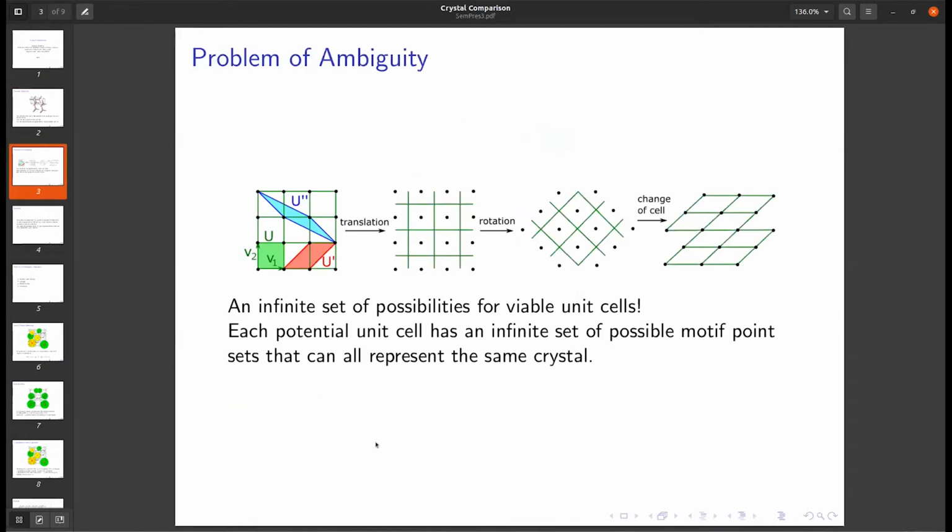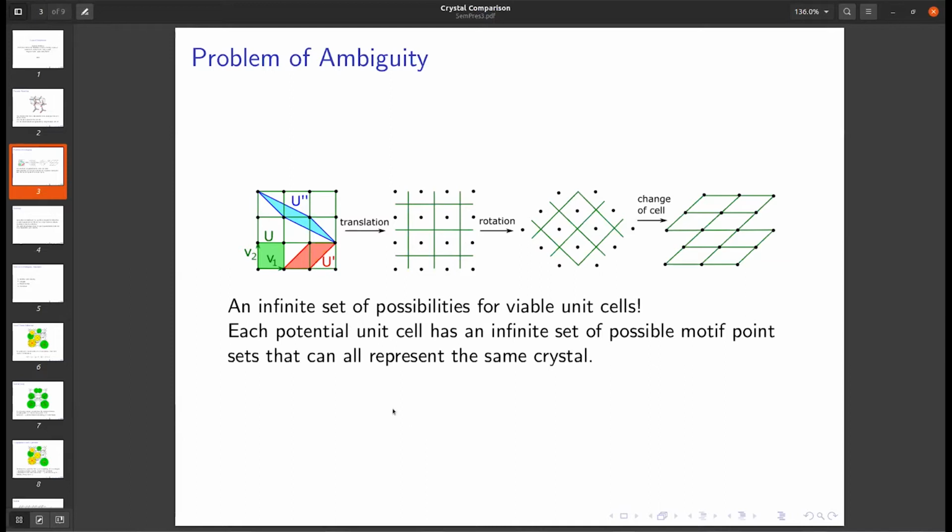So what's the problem with defining crystals this way? Unfortunately, there are just too many choices. There's an infinite set of possibilities for unit cells that are viable for a particular crystal. And even given you've chosen a unit cell, there's an infinite set of possible motif point sets that can all represent the same crystal. I have a little example here with different unit cells plausible in 2 dimensions, and then translations, rotations of the whole space, all sorts of different things that would all represent the same crystal, the same rigid crystal. So how are we going to tackle this?